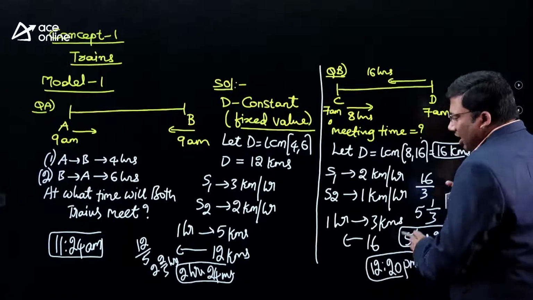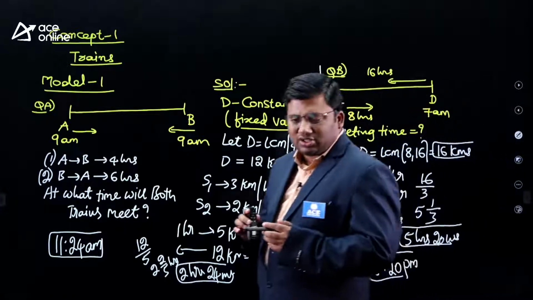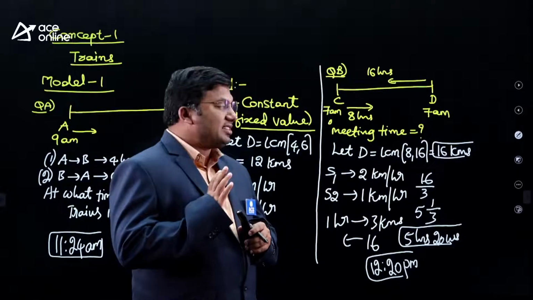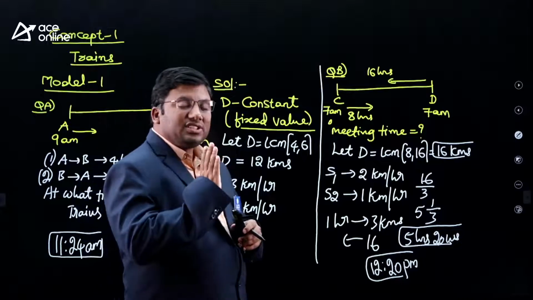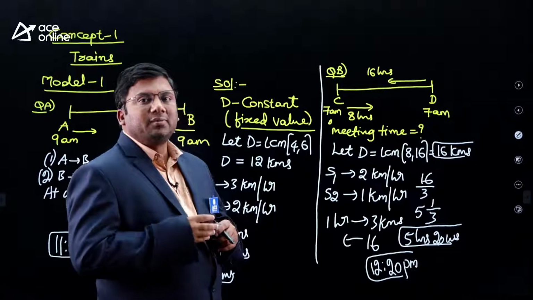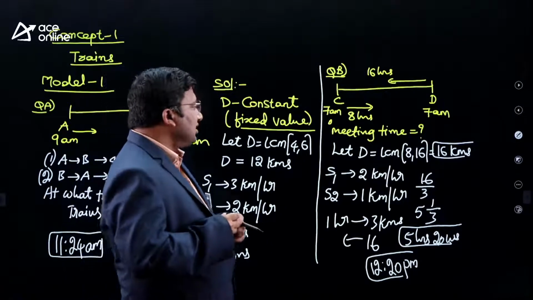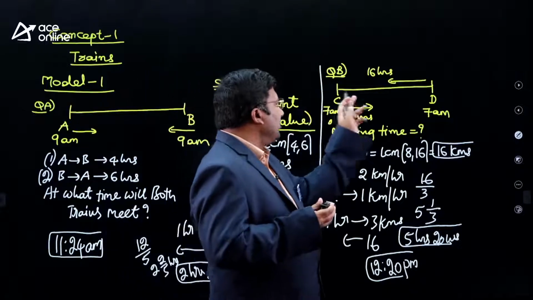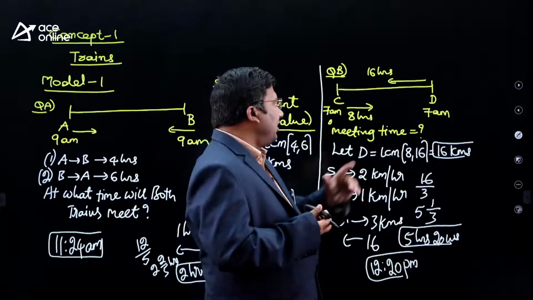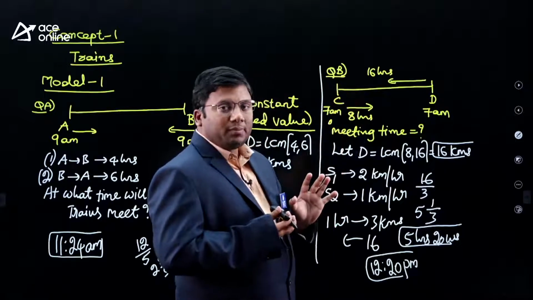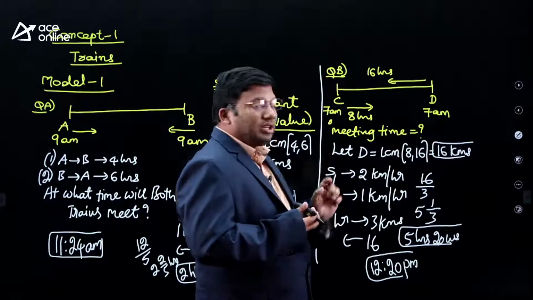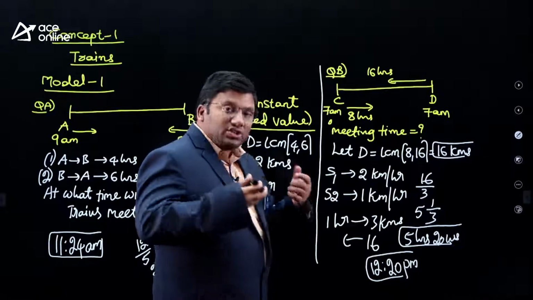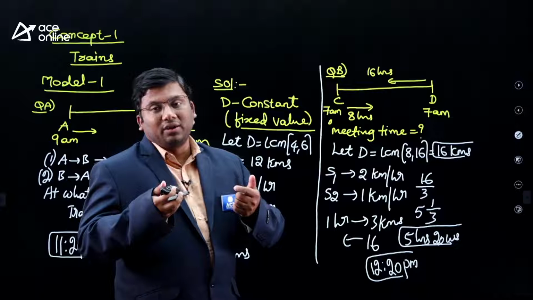Are you all with me? How easily you can solve this question without too much stress or using X and Y. 8 hours, 16 hours, I took the LCM. LCM of 8 and 16 is 16 kilometers. D is 16 kilometers. This will take 2 kilometers per hour, this will take 1 kilometer per hour. So in 1 hour, total 3, but I want 16. So it is 16 by 3, which is 5 1 by 3.